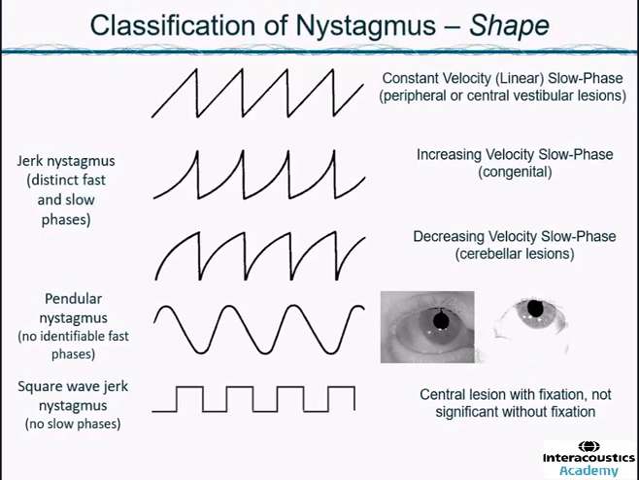Finally, another type where there's no distinct slow phase is square wave jerk nystagmus, which you can see here. This type of nystagmus doesn't have a slow phase. It only consists of fast phases. This is actually not, by real definition, a nystagmus. Even though we call it the square wave jerk nystagmus, it's really not nystagmus. It is due to the saccadic intrusion.